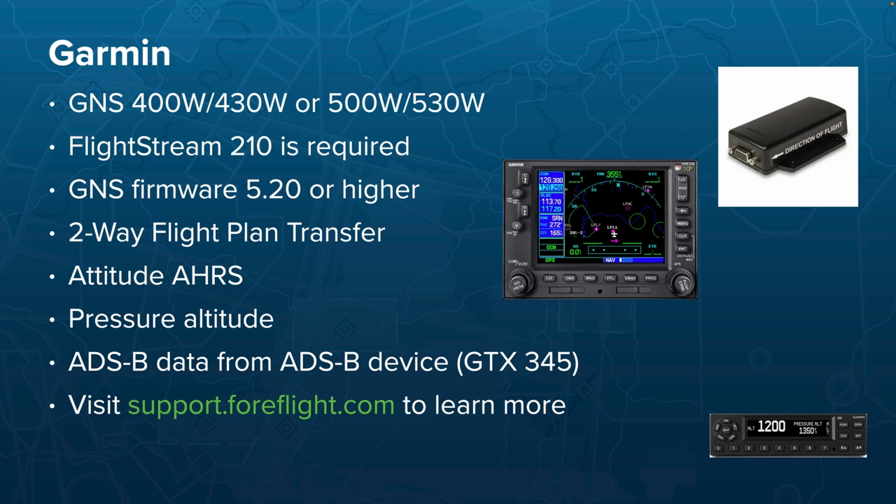Please be aware, when adding a GTX 345 transponder to a legacy GNS 430 VAS or 530 VAS installation with a FlightStream 210, the installation requires the GTX 345 to be physically wired to the FlightStream 210 and the GTX 345 Bluetooth to be disabled, so that the ADS-B weather and traffic data is sent to ForeFlight Mobile only through the FlightStream 210's Bluetooth connection. Your avionics shop will do this as part of the installation process. There is no connectivity option for older non-VAS GNS 430 and 530 devices.